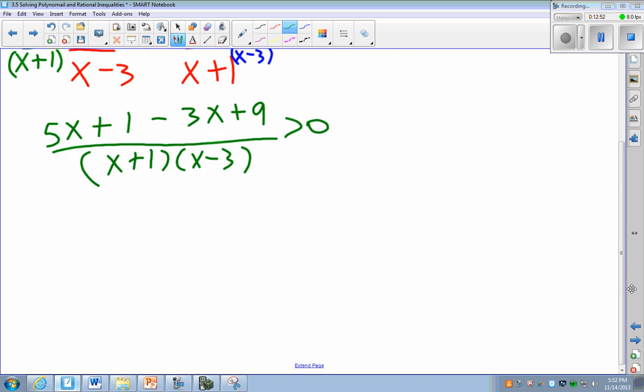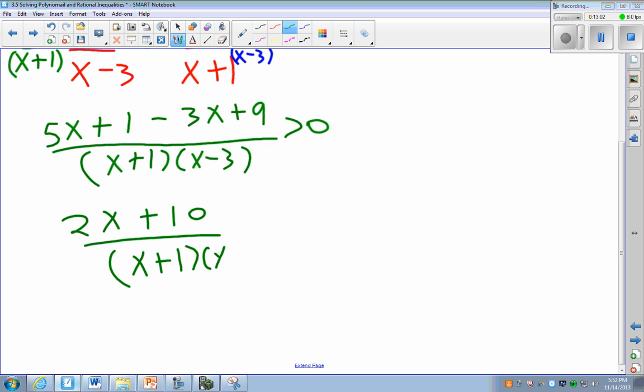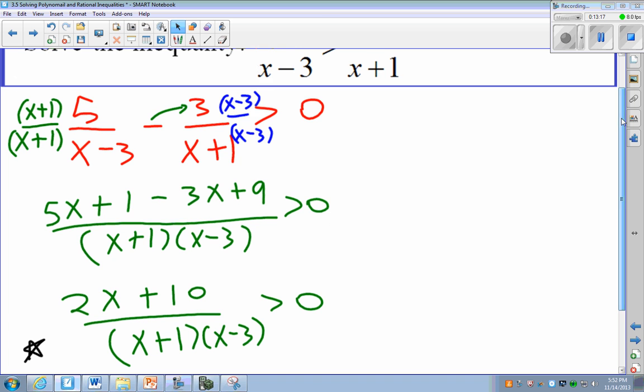Okay, let's go ahead and simplify the top. We'll have 2x plus 10 over x plus 1, x minus 3. And I'm going to leave it in this form and not multiply everything through because it's very easy to see what your zeros are and what your vertical asymptotes are in the denominator. Before I move any further though, I actually made a mistake. There should be a plus 5 because you're multiplying this 5 by the 1. And so this will actually be 14.